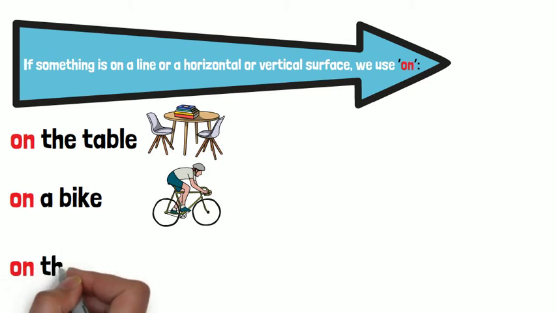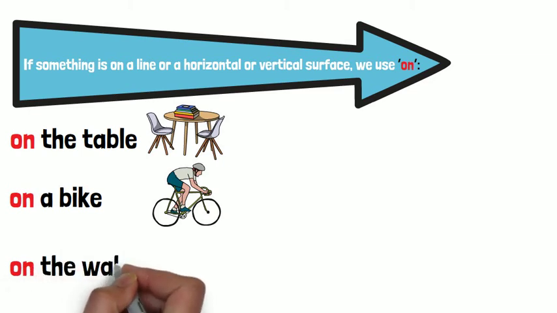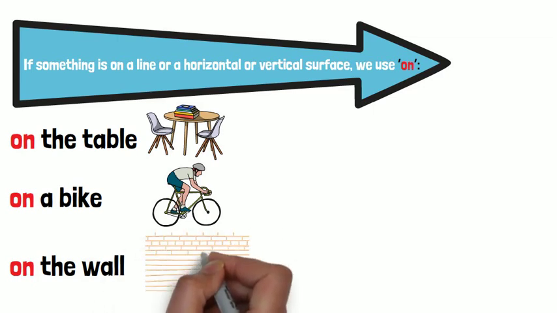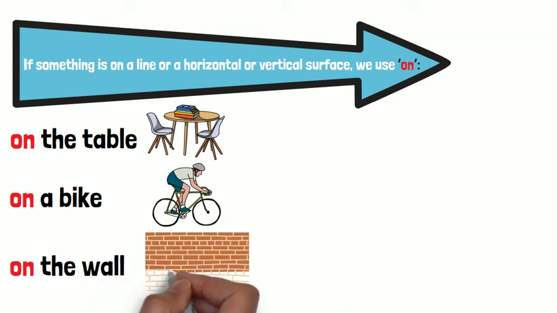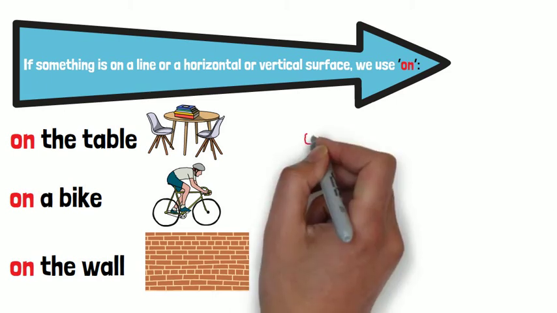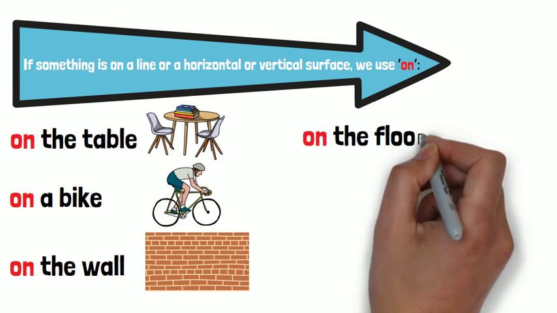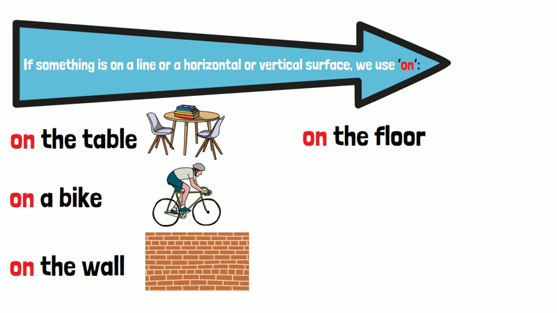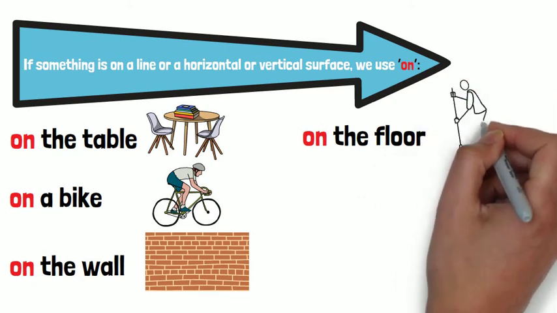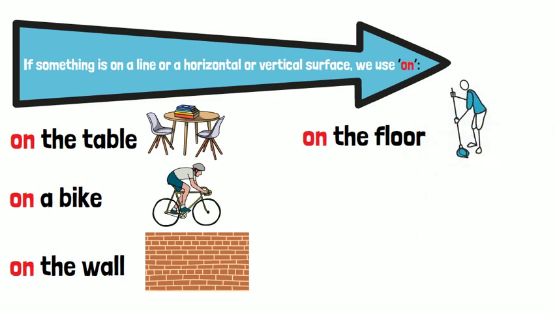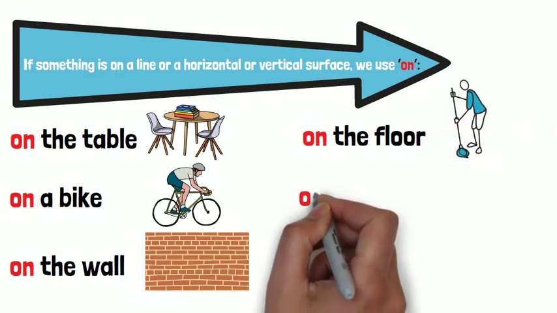On a bike على الدراجة. On the wall على الحائط. On the wall. Have you understood? اكتبوا لي كل أسئلتكم في التعليقات. On the floor على الأرضية.